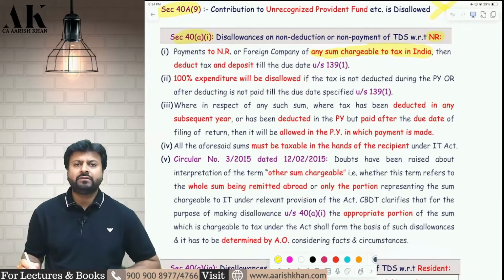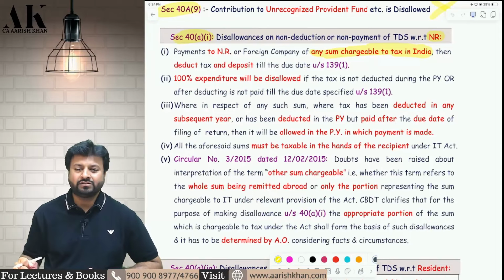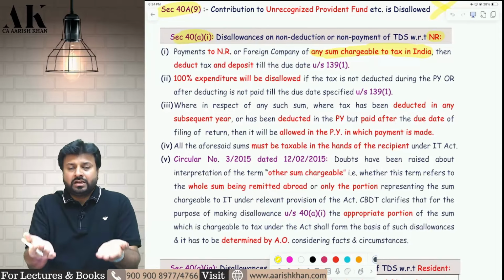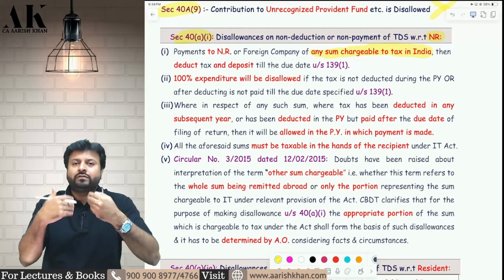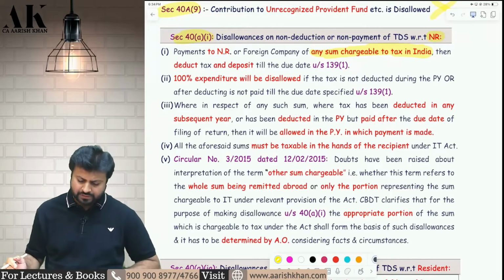Sir, is it a permanent disallowance or temporary disallowance? It's a temporary disallowance. Don't worry. You will be allowed the deduction in the current year. In subsequent year, whenever you will pay the tax, it will be allowed as deduction in the subsequent year. Don't worry about it.